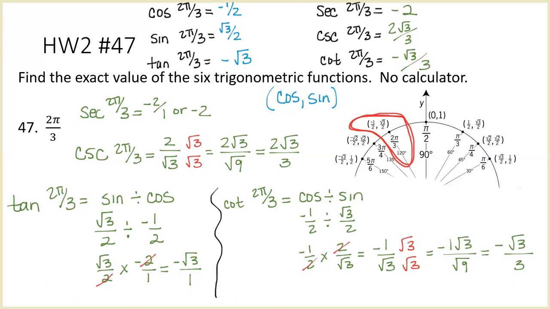So in the homework, you have to do that for other angles. You would identify that angle on the unit circle, start with sine and cosine, and then flip them to get your sisters, secant and cosecant. And then tangent and cotangent, you have to divide.